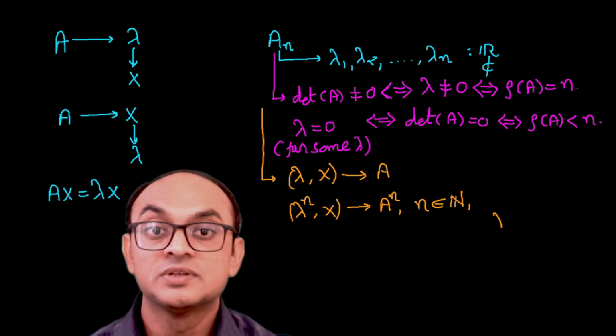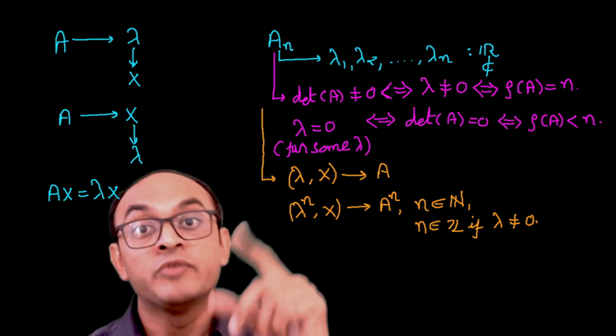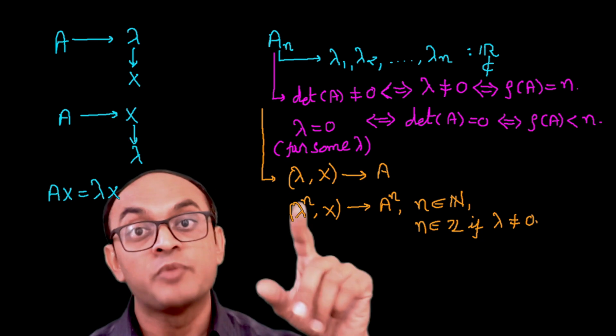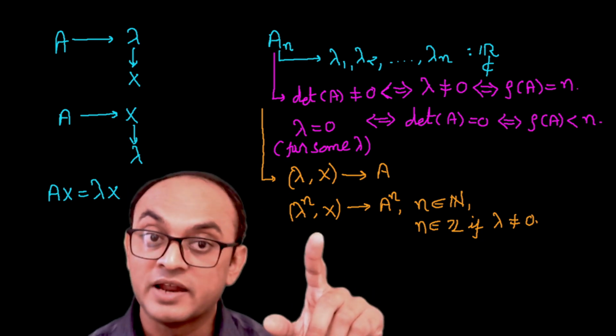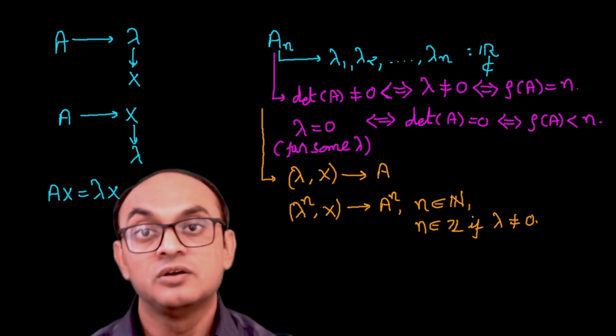But suppose I am saying that if lambda is not equal to 0, that means now inverse is possible. So all the negative powers of A exist, right? And therefore for n belongs to Z, this relation holds.